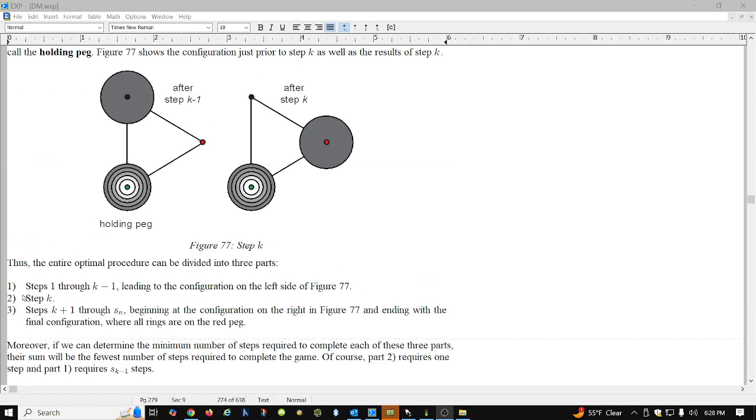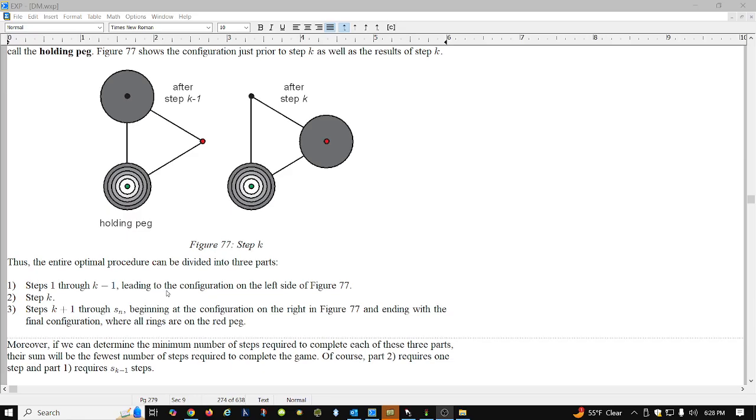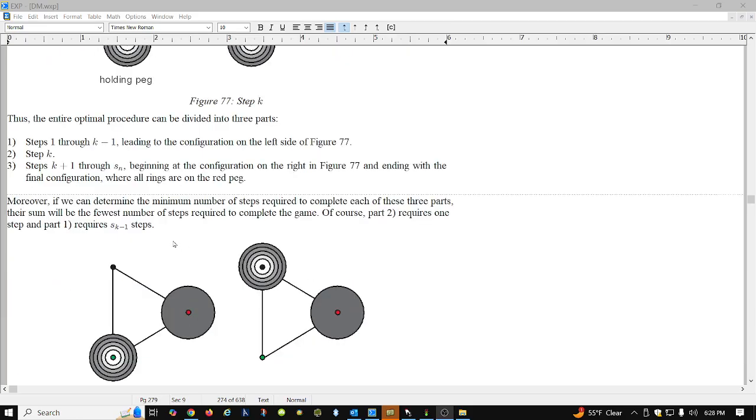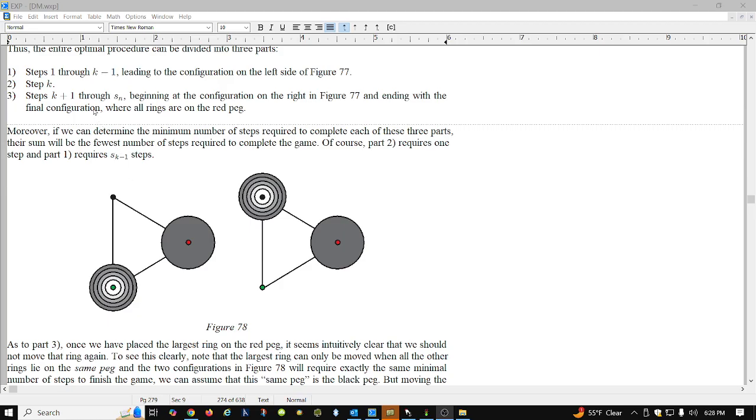Well, obviously part 2 requires one step. Part 1 requires S(k-1) steps. It's this last part where it becomes a little tricky. Once we've placed the largest ring on the red peg, it seems intuitively clear that we should never move that ring again. But we need a little bit more convincing argument than intuitively clear.